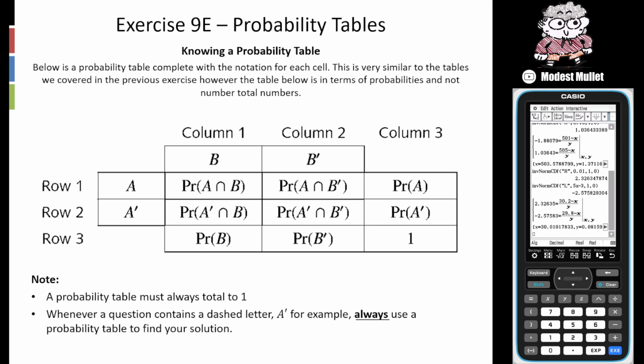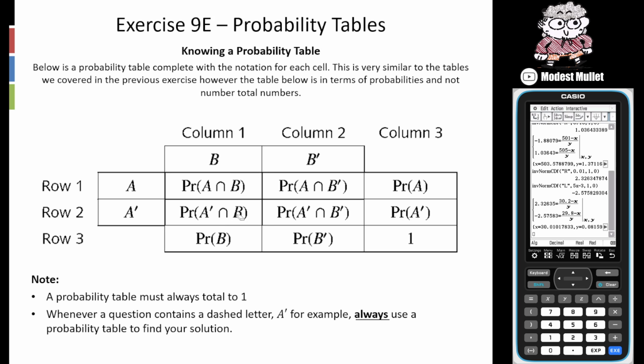Hello all, as we continue our look at probability and a further deeper dive on probability tables, or sometimes called two-way tables, or also Karnaugh maps. A little change from the two-way tables that we did before is that two-way tables generally had, instead of a probability inside them, the number of elements in that set.